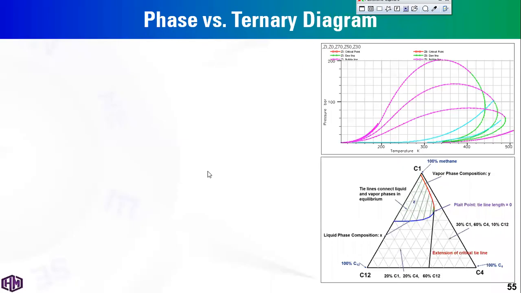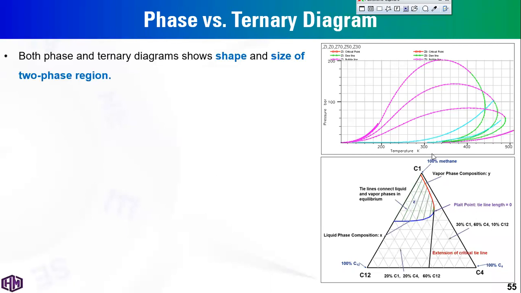So it's very important to get the differences between the phase diagram and the ternary diagram. So these two different types will be used to define and show the shape and size of the two-phase region. This is the two-phase region using the phase diagram, and this is the two-phase region, or three-phase region or multi-phase region, using the ternary diagram.